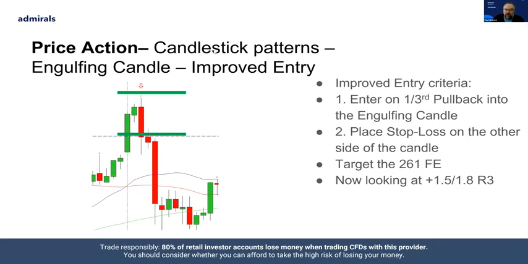But in terms of improving our trade entries, once we've identified our engulfing candle, our entry order could be placed about a third of the way back into the candle with our stop loss above. Now we're looking to target something like the 261 Fibonacci extension. Whereas before it was 1-to-1 reward to risk, now it might be about 1.5 to 1.8, depending upon the instrument, the time scale and the size of the engulfing candle. By trading the same engulfing candle, we're just looking to nudge our reward to risk ratio a little bit better in our direction.